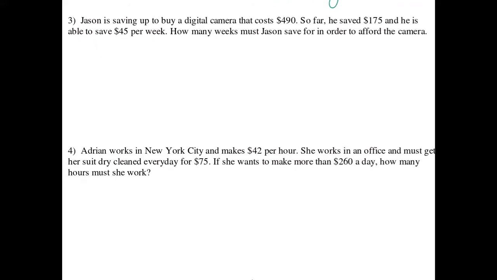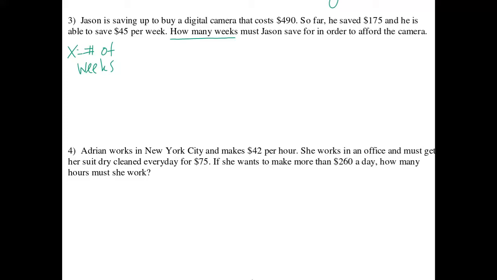Example 3. So Jason is saving up to buy a digital camera that costs $490. So far, he's saved $175 and he is able to save $45 per week. How many weeks must Jason save in order to afford the camera? So they gave us the phrase, how many weeks? That's what we're looking for. So I'm going to define my variable as number of weeks. And that's helpful because when I go back to answer the question at the end, that's going to be super easy and quick for me to look back at that variable definition and say, hey, that's what I was trying to find, and formulate my sentence.